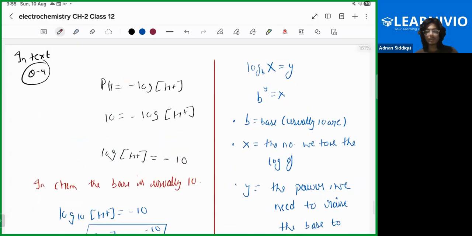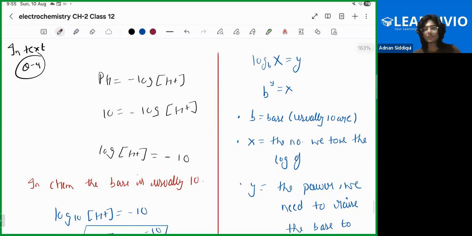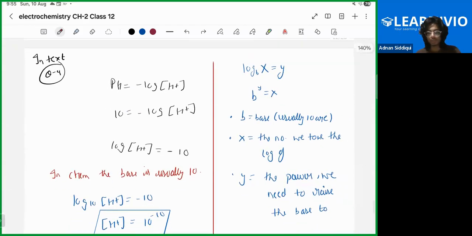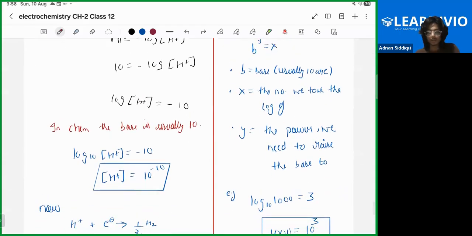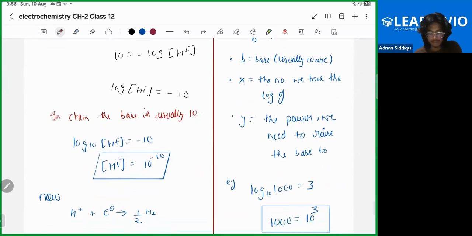So we know the formula from our chemical equilibrium chapter from your 11th class, that the pH is nothing but minus log H positive. This is your pH formula. And pH is already given, which is 10. Now, what we have to do, we have to use the logarithm to get our H positive. So in chemistry, the base is usually 10. So if I'm considering this, this log 10 is going to convert into what?